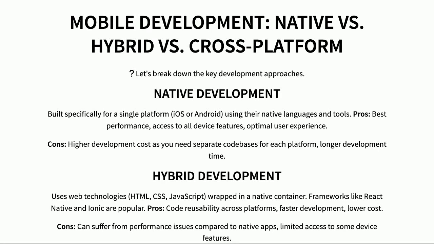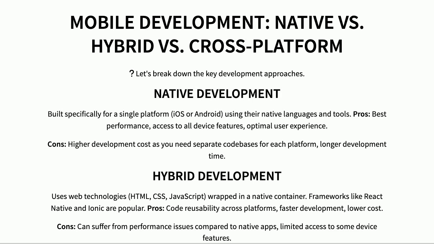Okay, let's talk about how mobile apps are actually built. There are a few main ways developers approach this. We have native development, hybrid development, and cross-platform. Native means building an app specifically for one platform like iOS or Android using the native languages. That gives you the best performance and access to everything the device offers, but it's also more expensive because you need separate code bases for each platform.